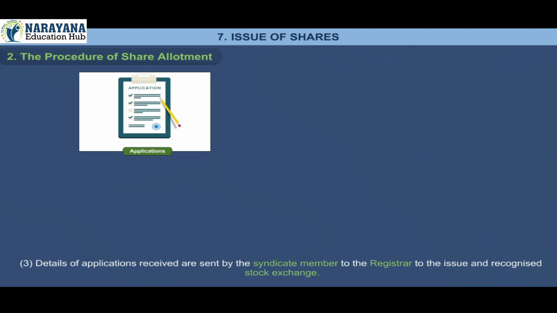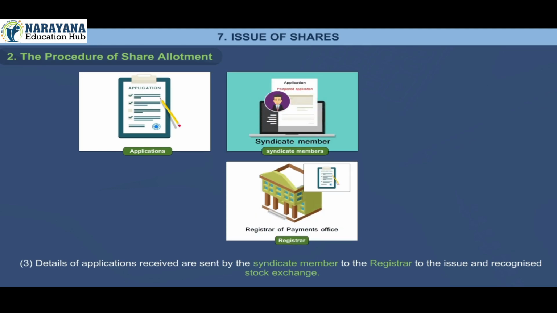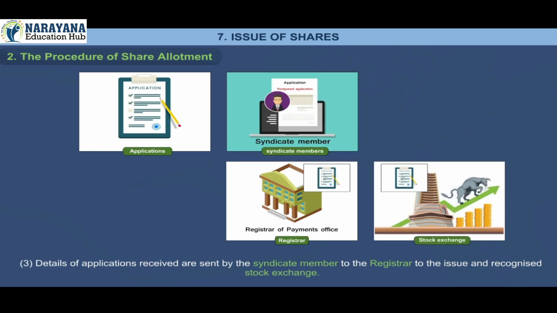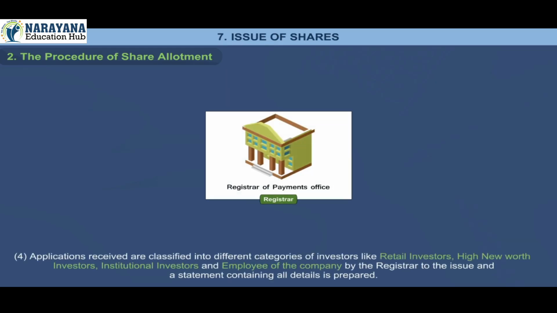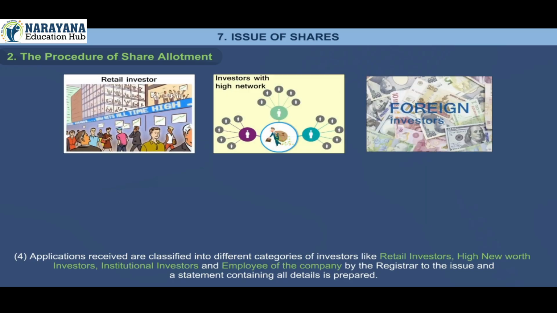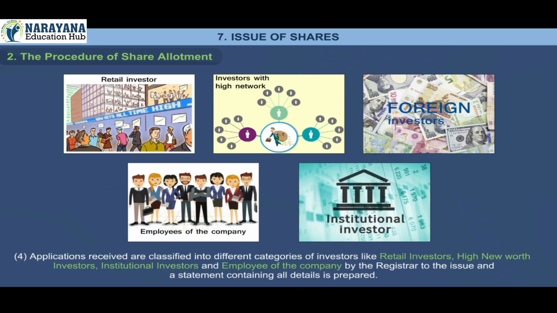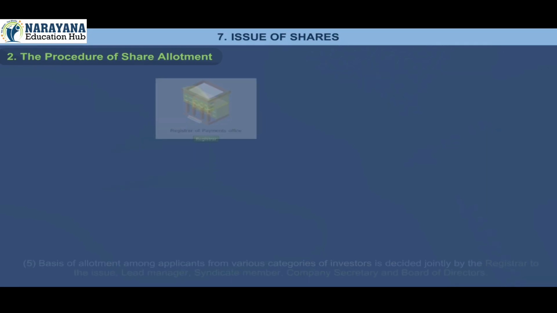3. Details of applications received are sent by the syndicate member to the registrar to the issue and recognized stock exchange. 4. Applications received are classified into different categories of investors like retail investors, high net worth investors, institutional investors, and employees of the company by the registrar to the issue, and a statement containing all details is prepared.